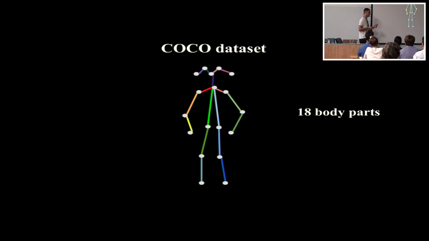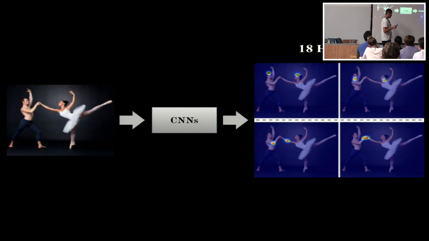The COCO keypoints data set has more than 200,000 images where each person is defined with not one body part or two, three, four, but 18 body parts. So how to solve this? Yes, it's a lot of convolutional layers, keeping in mind that the output must be 18 matrices, where each matrix is a heat map in which each pixel value represents the likelihood of that pixel being a specific body part, like the eyes, the neck, etc.